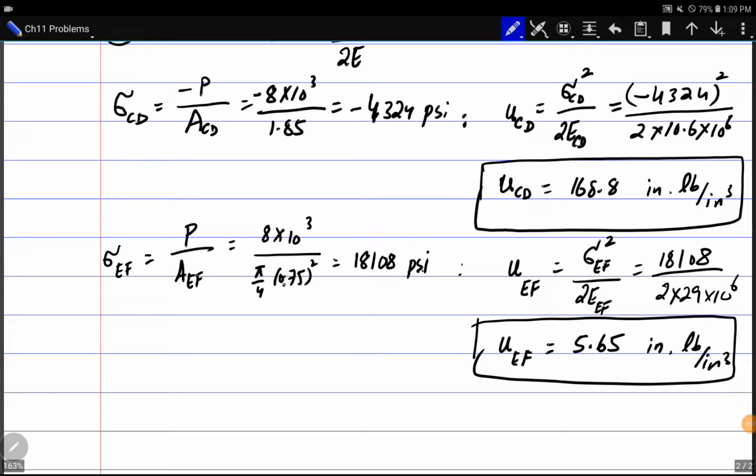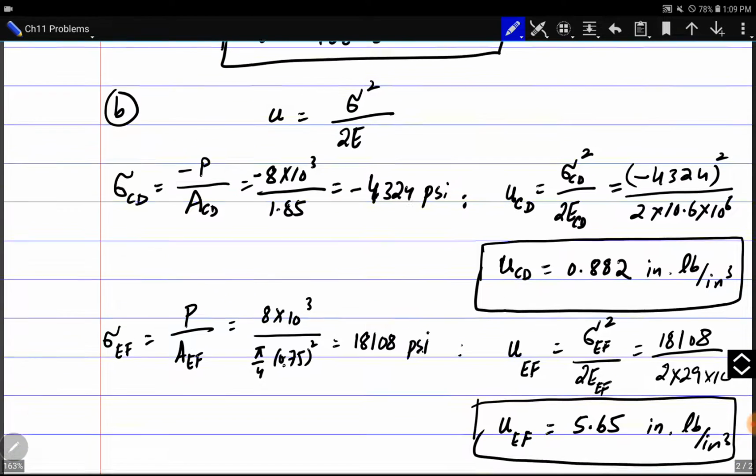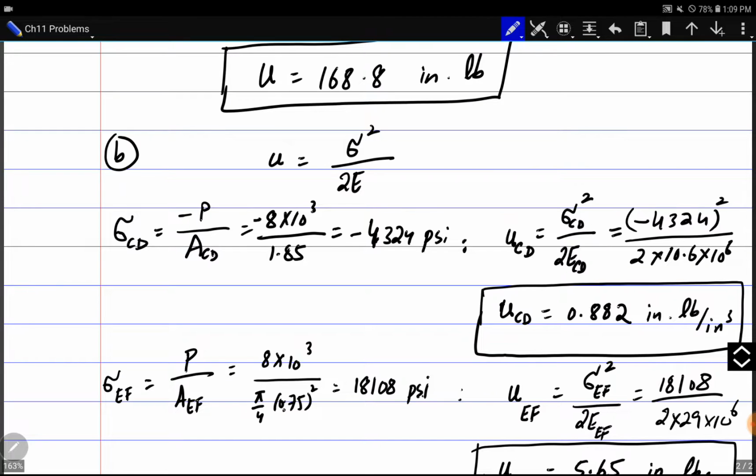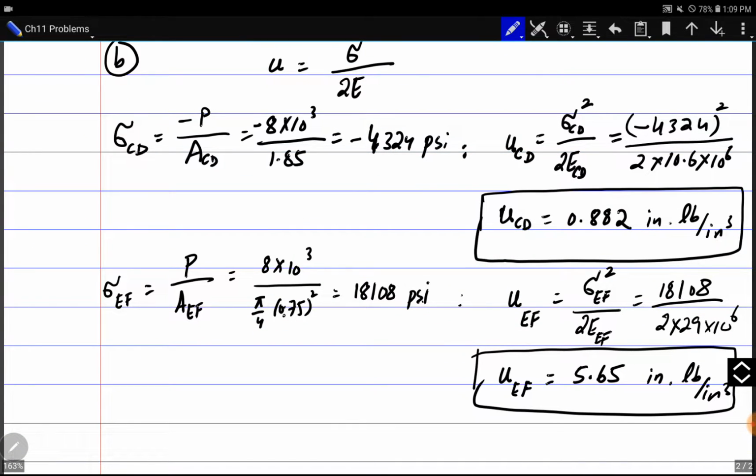Sorry, there's a mistake in this calculation of UCD. This value is wrong. Let me correct it. Steps are fine, just the calculations have some mistake. This 168.8 is wrong. It is 0.882. 168.8 was the answer for the first step. That is 0.882. Please make the correction.